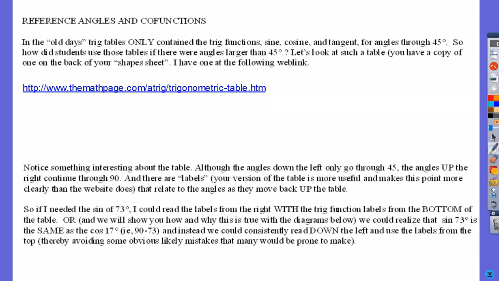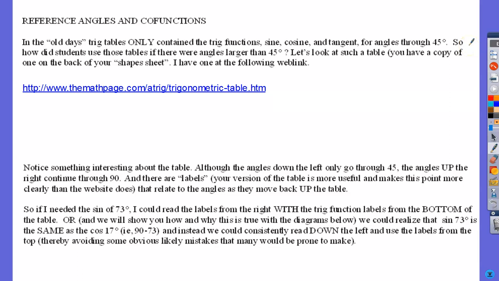All right, guys, so this next video deals with reference angles and something called their cofunction. So that's what we're going to talk about today. Back in the old days, they didn't have a graphing calculator, and so they would use something called trig tables to get sine and cosine and tan for angles. But the table itself would only be written through 45 degrees.